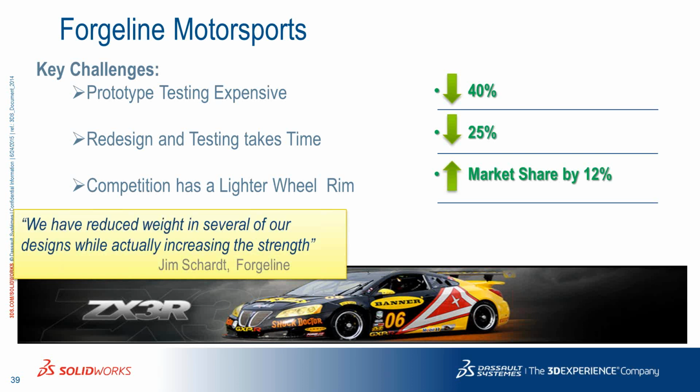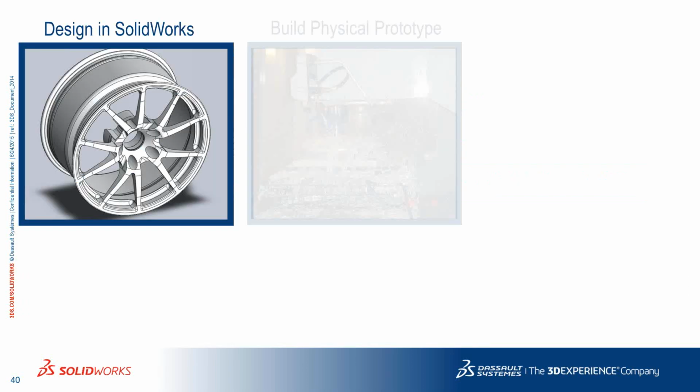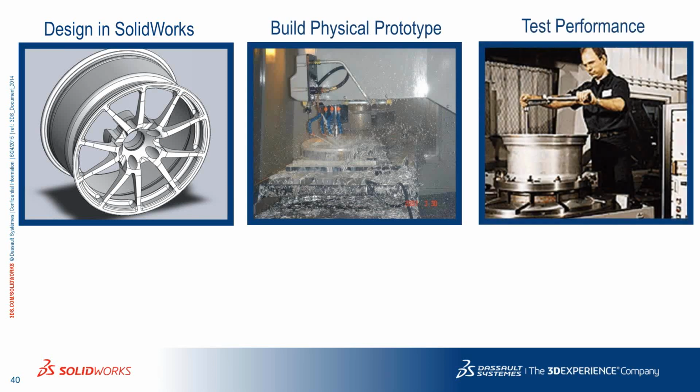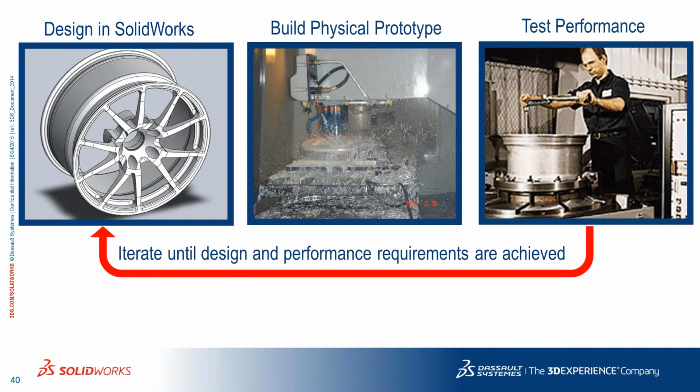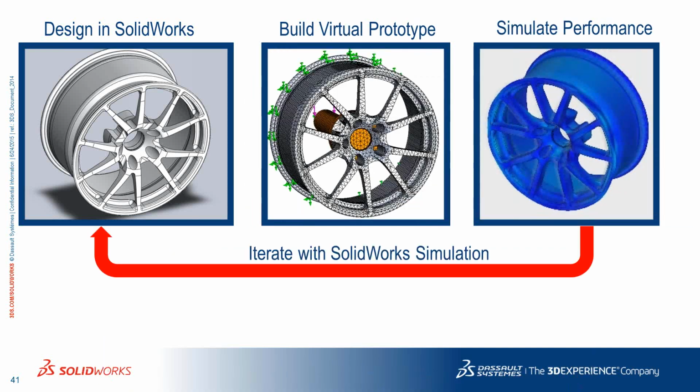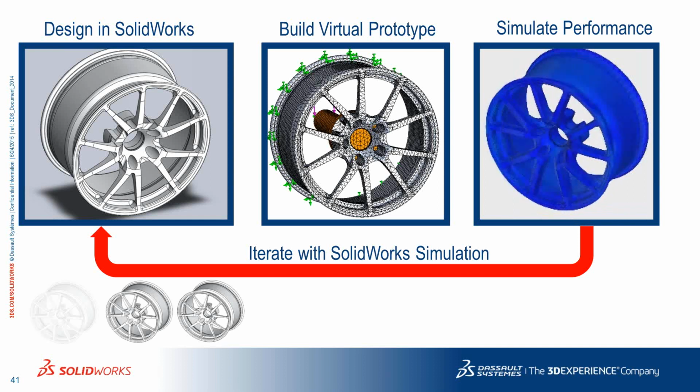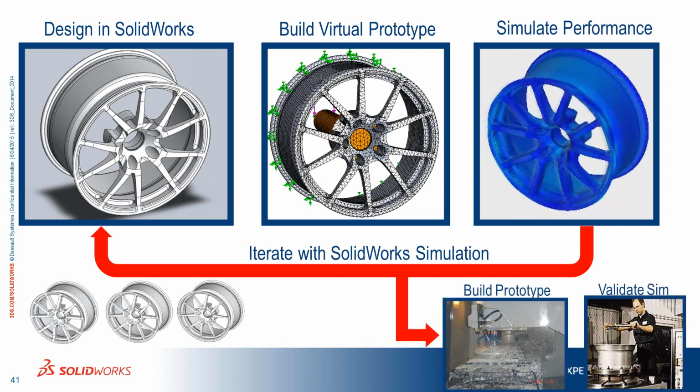We have reduced the weight in several of our designs while increasing the strength. So again, what was a serial or manual process that Forgeline was following for many, many years was compressed by bringing a virtual tool, SolidWorks simulation, in-house. And so they were able to iterate virtually until the design and performance requirements were accomplished, and then finally make a prototype out of the optimal or best design. So again, physical prototyping now becomes the last step in the process.